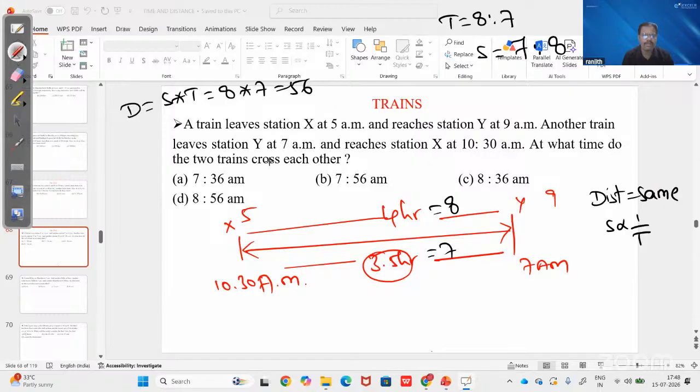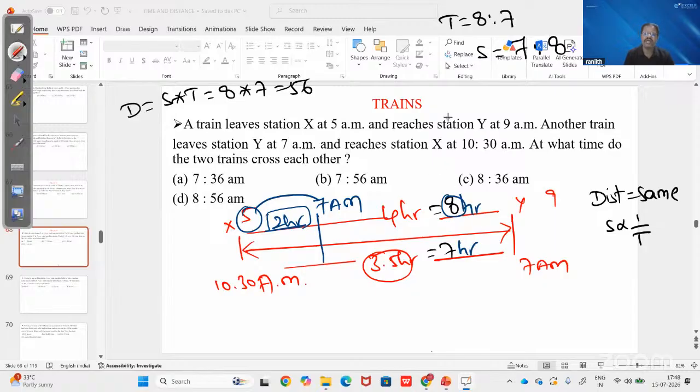So just look at here. A train started at 5 a.m., reaches at 9 a.m., and another train started at 7 a.m. In the sense, these two trains will meet after 7 a.m. only. So first train started at 5 a.m. 5 to 7, 2 hours of time. How much distance is covered in 2 hours? What is the speed of the train? Here timing equal to 7 or 8 hours. Here it will be 7 hours.